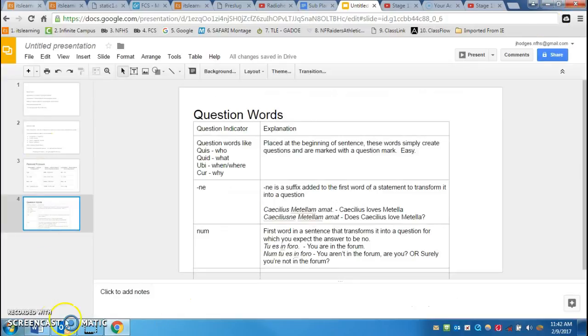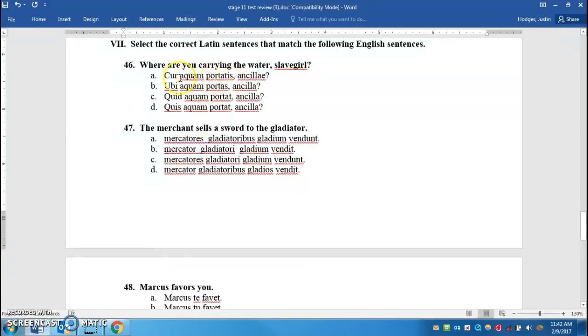So, looking back at our study guide. "Where are you carrying the water, slave girl?" Well, these all start with question words. If you know that ubi means where or when, and remember the way we memorized that way back when was Scooby-Dooby-Doo, where are you? Then you can know immediately that it's B, and you can eliminate all of these. Additionally, this is the only one with a verb for which the subject could be you.